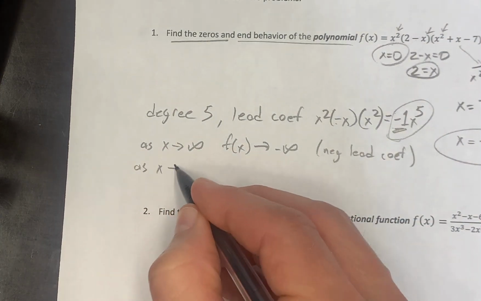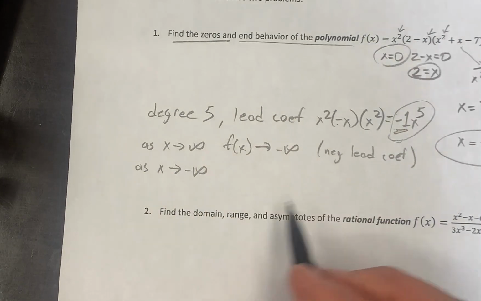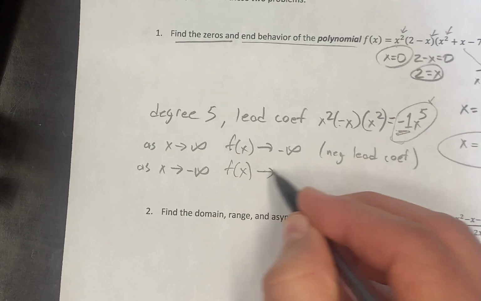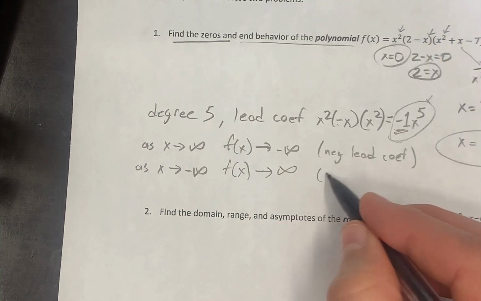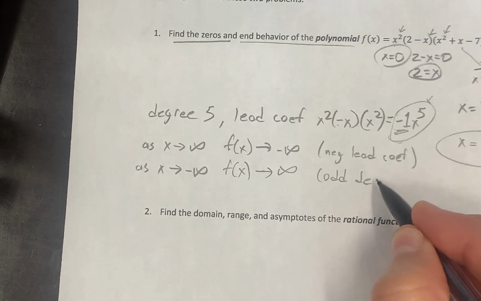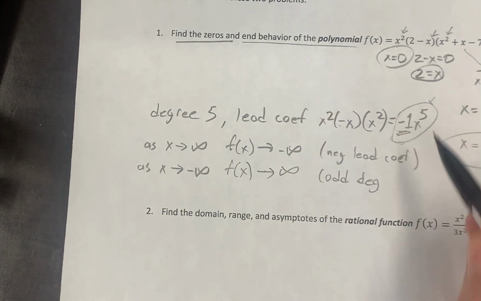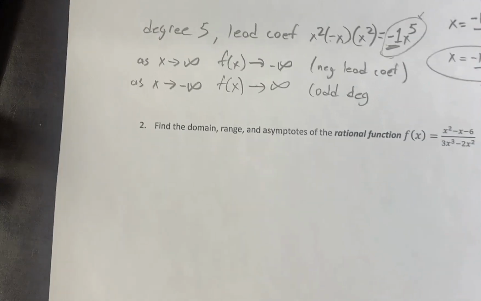As x goes to negative infinity, as it goes the other direction, this is an odd degree, so this is going to go in the opposite direction. Odd degree, right? If you add an odd number of negatives, it will go a different direction. Okay, what about rational functions?